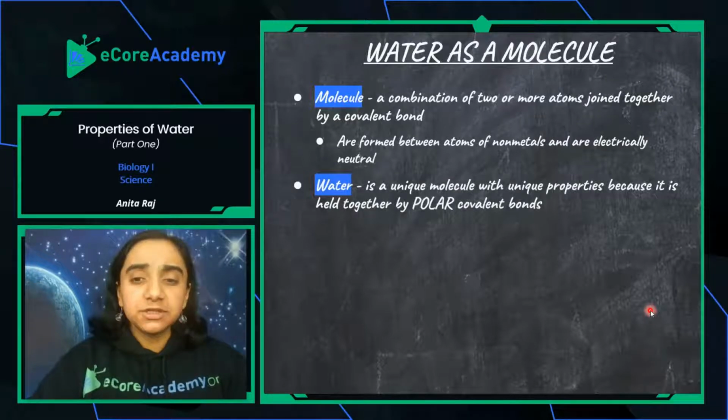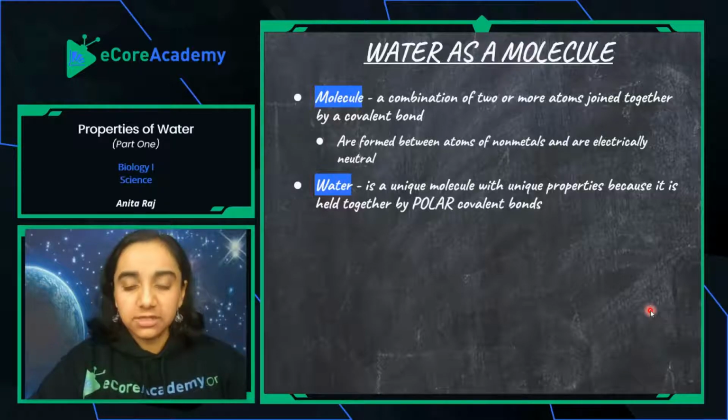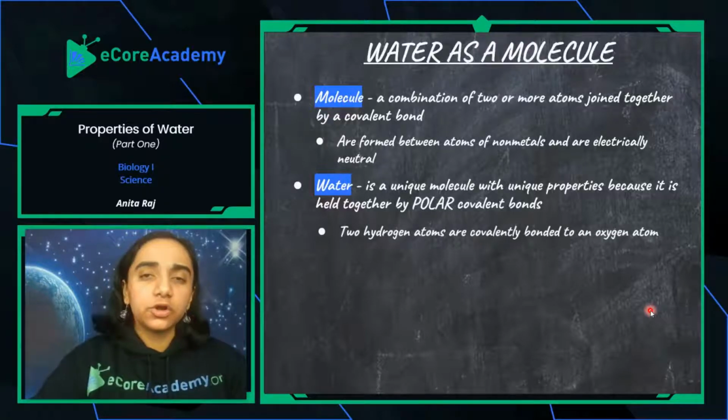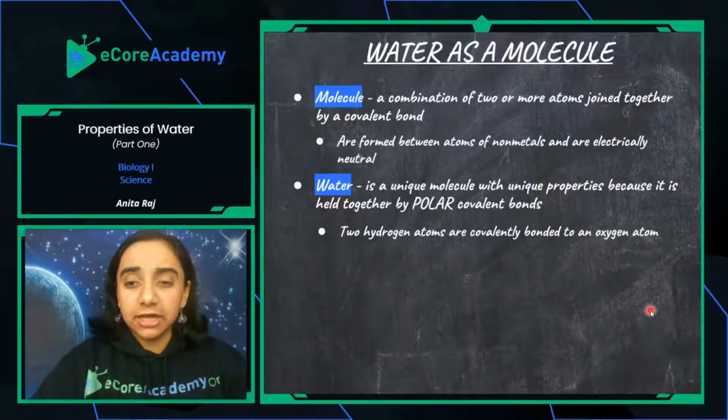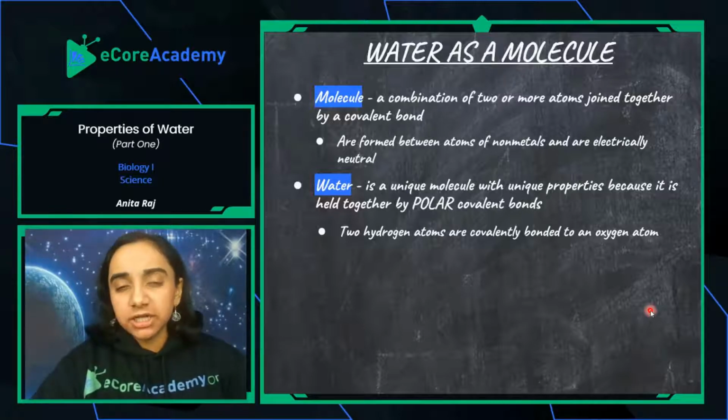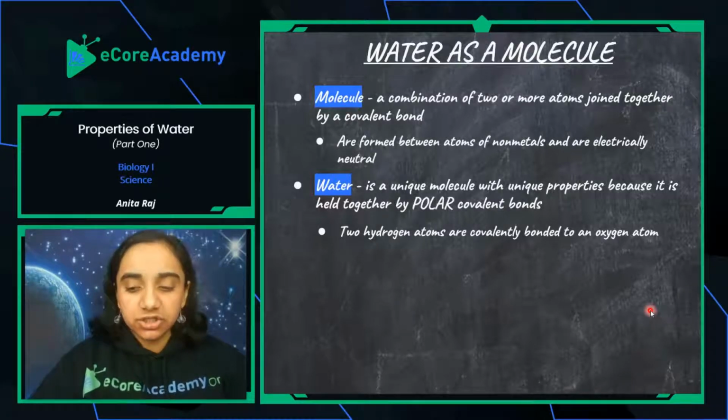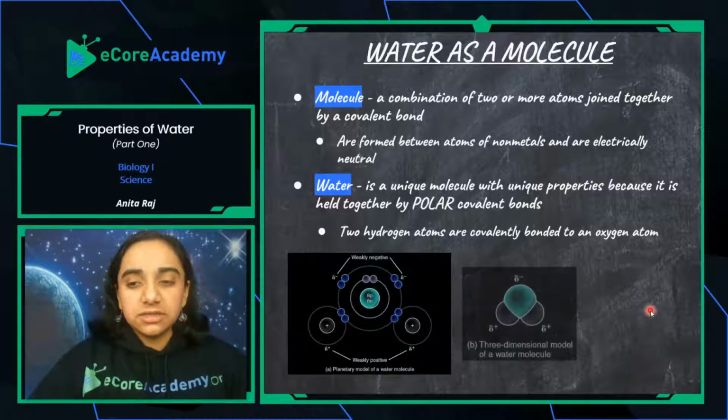Water is specifically a unique molecule with unique properties because it is held together by polar covalent bonds. If you all remember, polar covalent bonds are bonds in which there is a sharing of electrons, but that sharing is not necessarily equal. For example, in a water molecule, you have two hydrogen atoms that are covalently bonded to an oxygen atom. Each hydrogen atom is sharing electrons with the oxygen atom, as you can see in these diagrams.